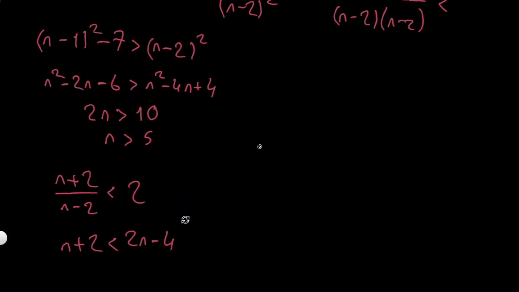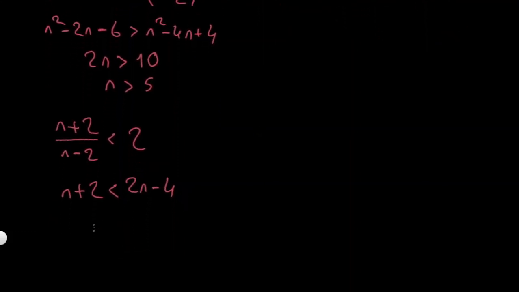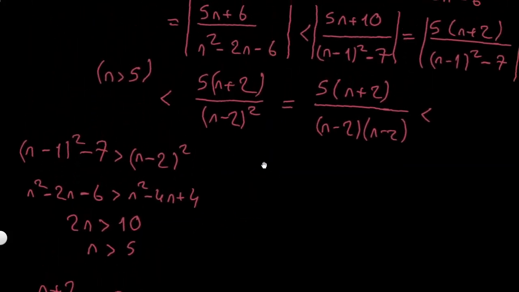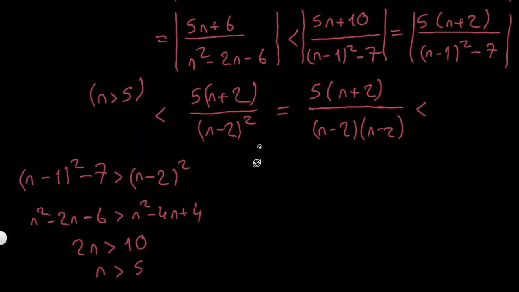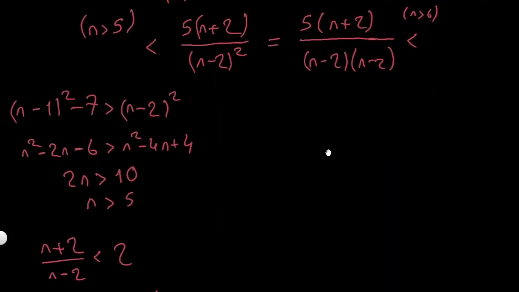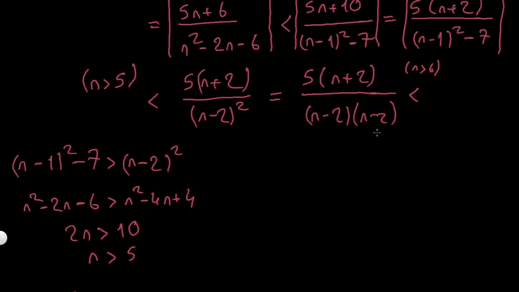So I will have n on this side greater than 6. Okay, so this is again not the best. So if n is greater than 6, I found that this thing will be less than 2. So I can take this part and say this is less than 2.